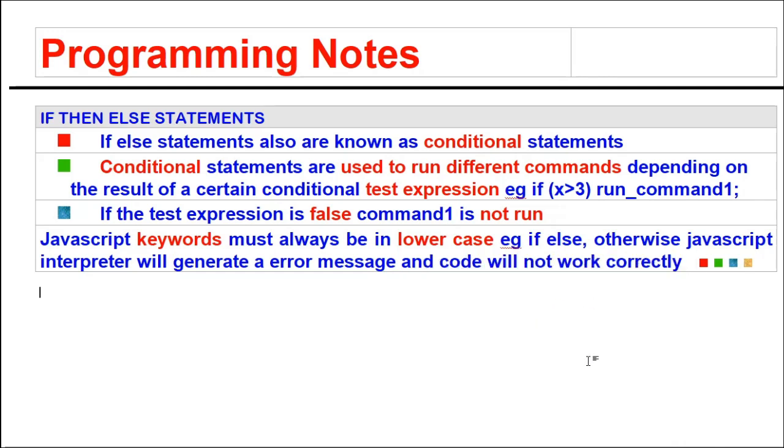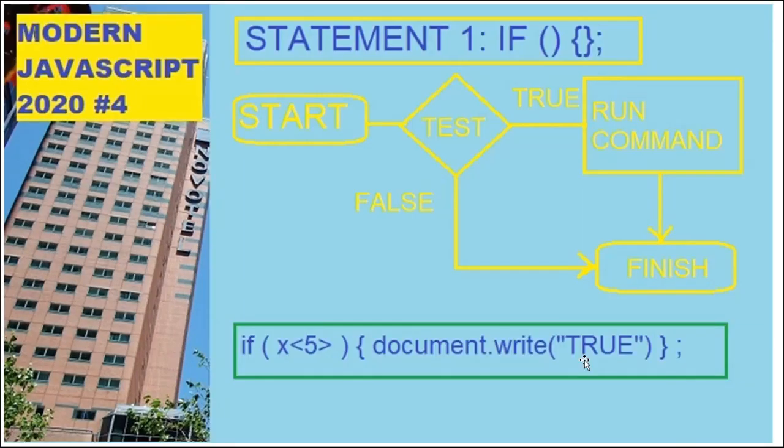Okay, moving on to the next section. This is the first if-then-else statement. What we can see here is a data flow diagram in the middle. As you can see, you perform a test condition, and if the result is true, then you run the command. If the result is false, you finish, which means carry on to the next line and don't run the command.